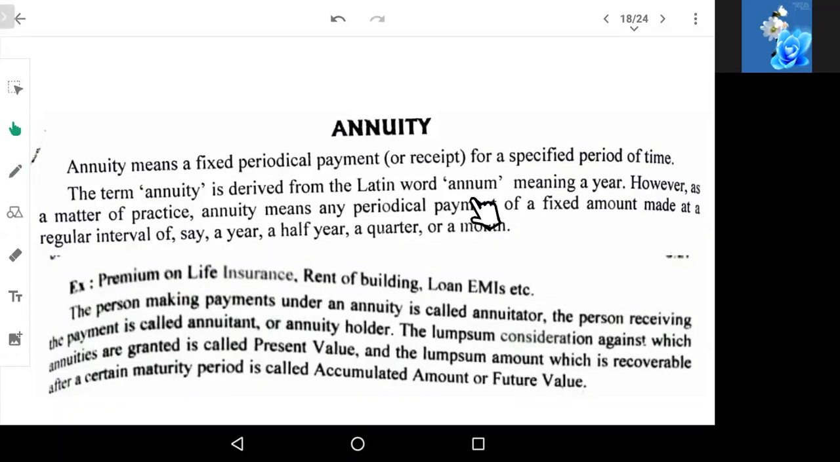Okay. But as we practice this annuity, it has become a periodical fixed payment. Periodical fixed payment means if you are paying 10,000 rupees every year, if you start paying 10,000 rupees every year, that is called as annuity. So it is a periodical payment of a fixed amount.